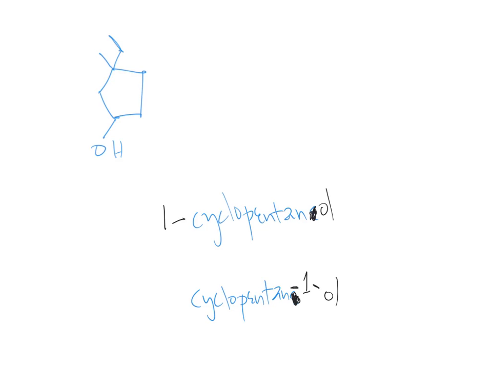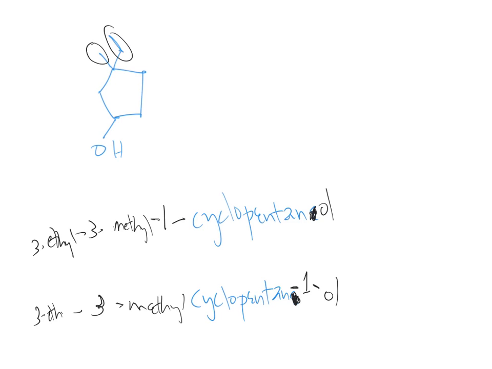Now the rest of it's the same. We now just name this, we name that. We already know that one's methyl and one's ethyl. Which one comes last in the alphabetical order? Methyl, and so don't forget your little hyphens. Methyl. Okay, and what's the number going to be on it? 3. And then we have ethyl, and the number on the ethyl is going to be 3 also. So we can have 3-ethyl-3-methylcyclopentan-1-ol, or 3-ethyl-3-methyl-1-cyclopentanol.